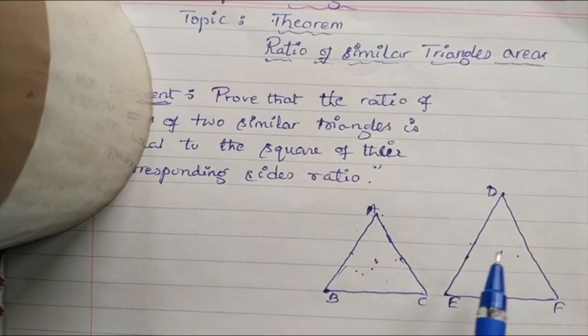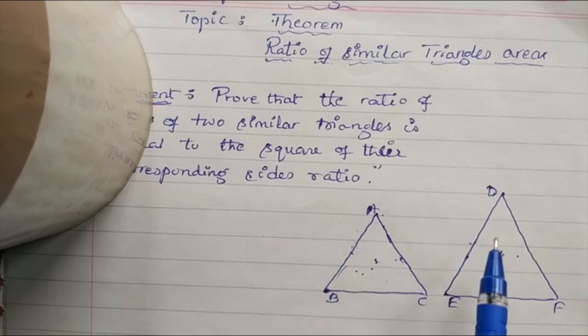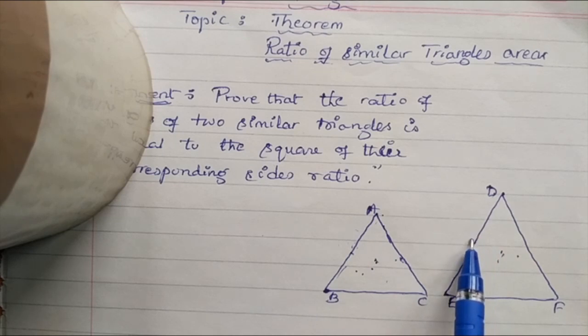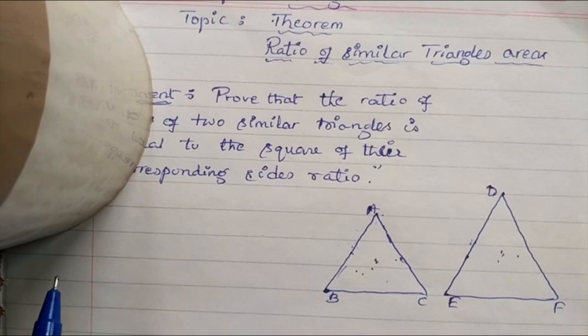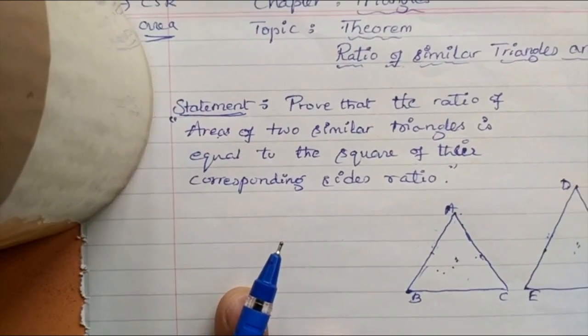Area of ABC divided by area of DEF is always equal to AB by DE whole square. What are AB and DE? AB and DE are corresponding sides. Take a side from this triangle, take its corresponding side from the other triangle and take the whole square. So by taking the whole square, we get the ratio of these two triangles' areas.